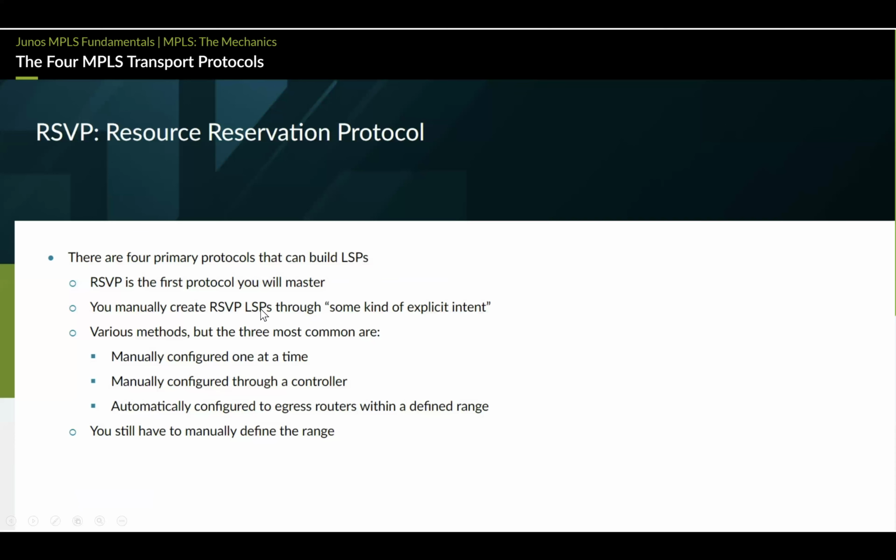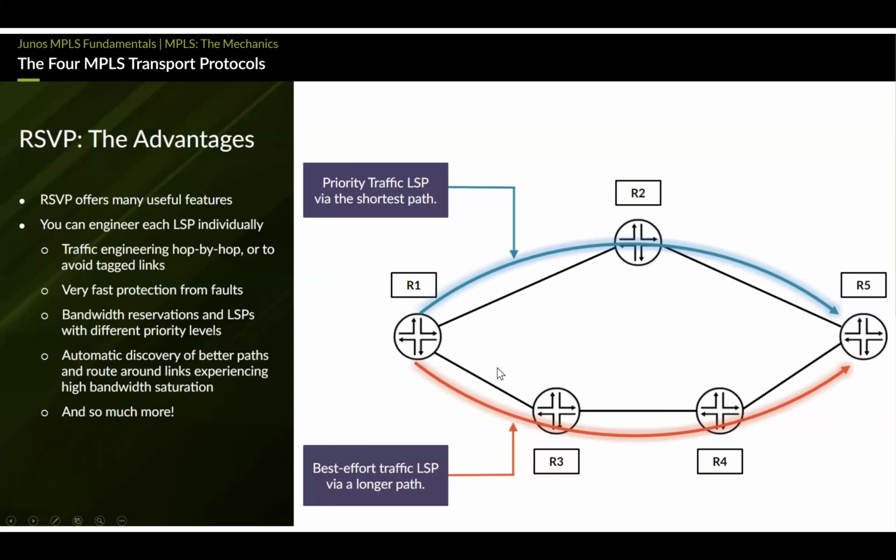You manually create RSVP LSPs through some kind of explicit intent. There are various methods, but the 3 most common are: manually configure one at a time, manually configure through a controller, or automatically configure to egress routers within a defined range. You still have to manually define the range. So when we deploy in production, we basically don't choose manual LSPs. Okay, that will be the dynamic one.